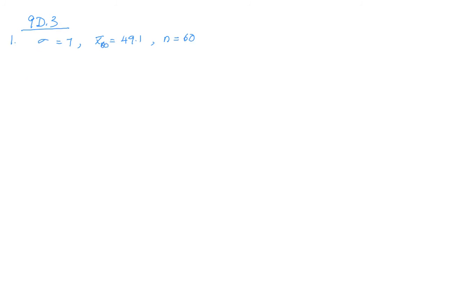Okay. So you go to your calculator, Z interval. Go to STAT, TESTS, number 7, Z interval. So key in Stats. Input is Stats. Standard deviation is 7. Sample mean is 49.1. Sample size is 60. Is there a confidence level given? Yes, 95.